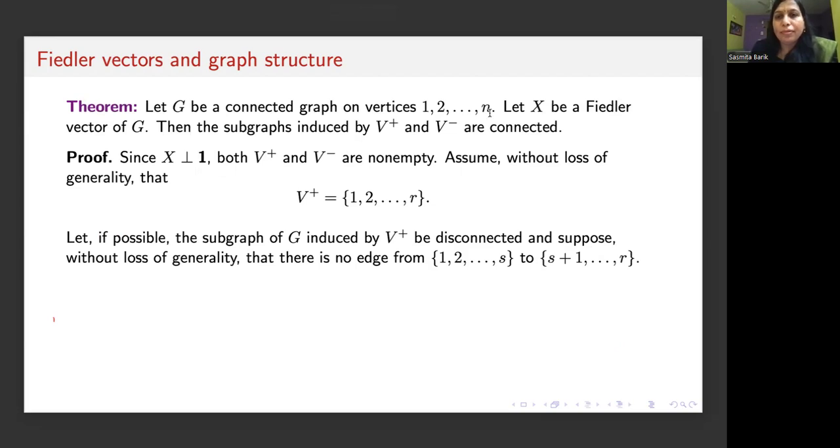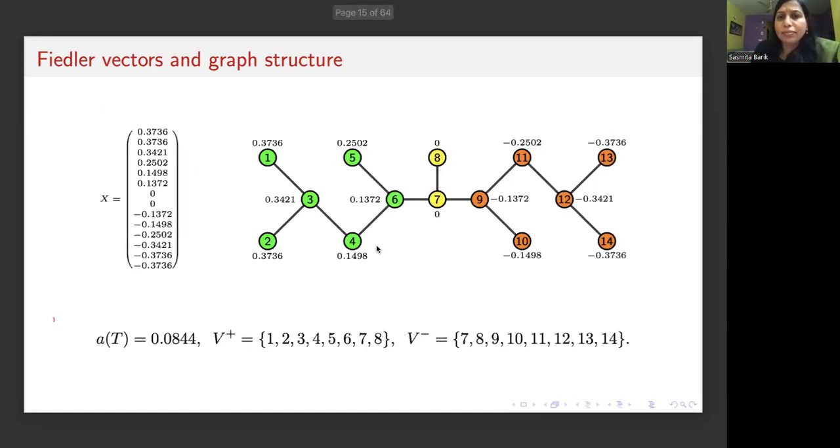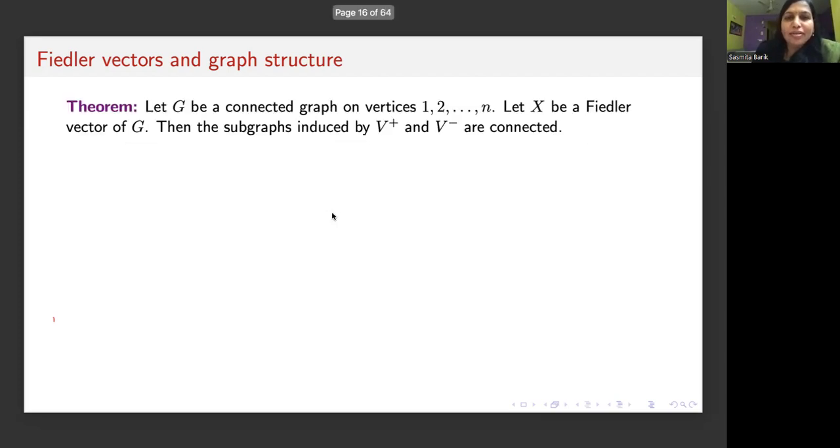So if your Fiedler vector is there and you are considering the subgraph which is induced by the positive, meaning non-negative vertices, that must be connected. The subgraph induced by the non-positive vertices, that must be connected. That you can see also in your picture. If I consider this part, this is a tree, so this part is connected. And if I consider this, it is also connected. Nicely, here the negative vertices, if you consider, that is also connected. That happens for this graph, but this will not happen always.